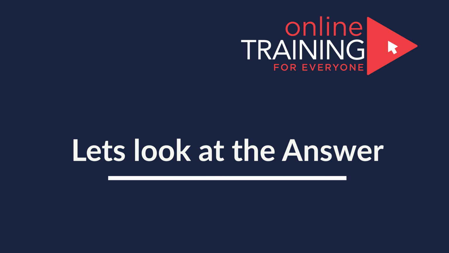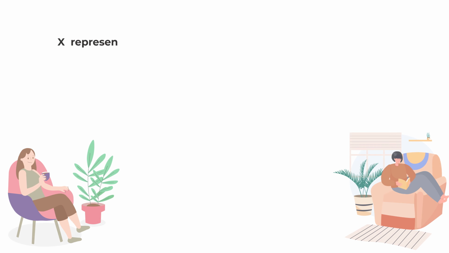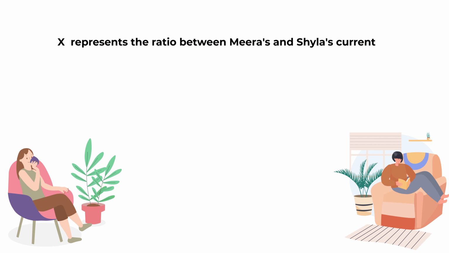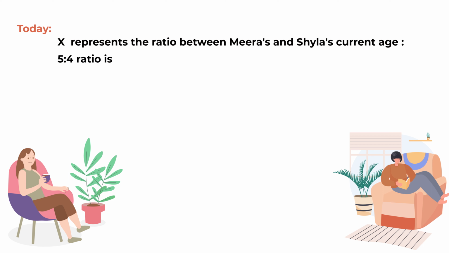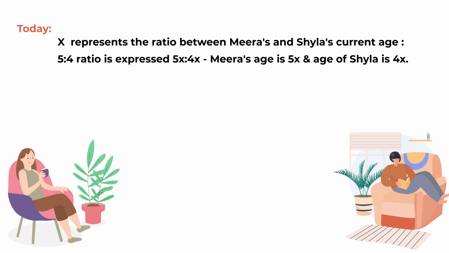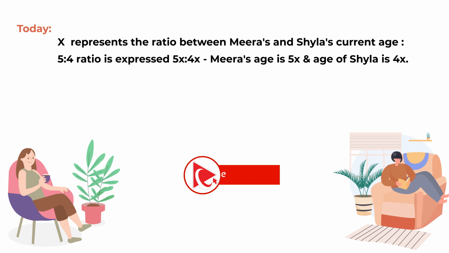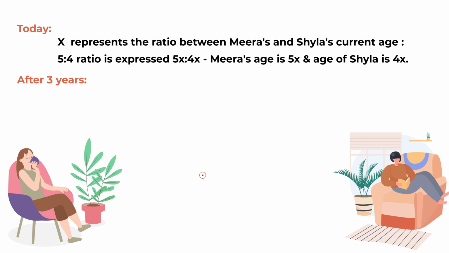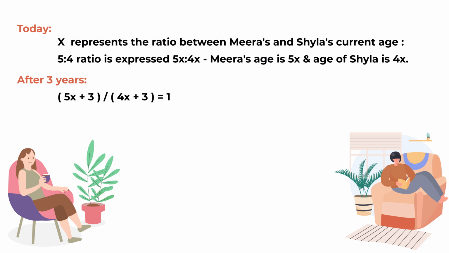To solve it, we need to define a variable x, which would be the ratio between Mira's and Shyla's current ages. If that's the case, then the current age of Mira will be 5x, and the current age of Shyla will be 4x, which means that we can build an equation and calculate the ratio of ages after 3 years. In this equation, we will have (5x plus 3) divided by (4x plus 3), which would be equal to 11/9.